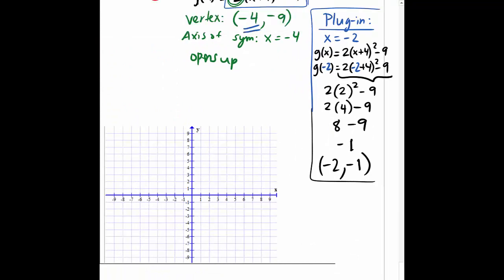So my vertex was negative 4, negative 9. Ooh, that's way down here. Way the heck down there. And the point I just found, negative 2, negative 1, is up here, pretty high up. My axis of symmetry is going right through the vertex there. And I think this is going to open upward, which, yeah, we've mentioned earlier it should.